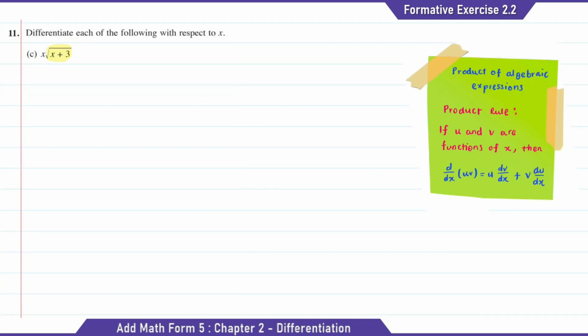So for the square root here, I can also write it x bracket (x plus 3) to the power of 1 over 2. To differentiate this, we're going to use the product rule.